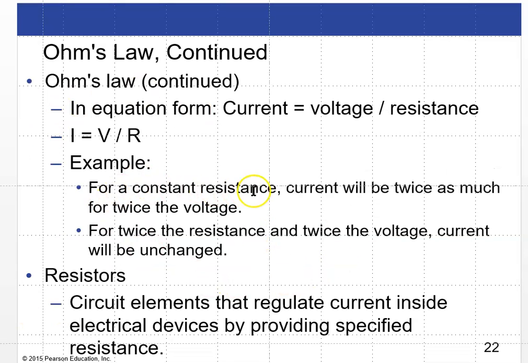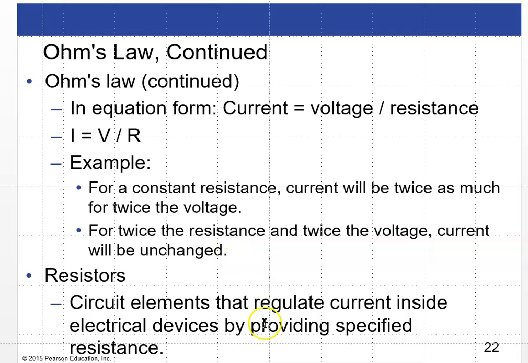So for an example, if you have constant resistance, if you want twice as much current through a device, put twice as much voltage across it. Unless you know what you're doing, please don't mess with electricity. If you have twice the resistance and twice the voltage, the current will be unchanged.